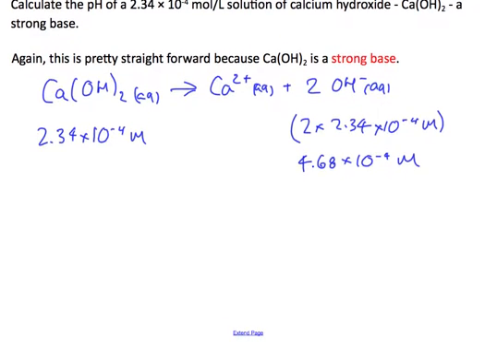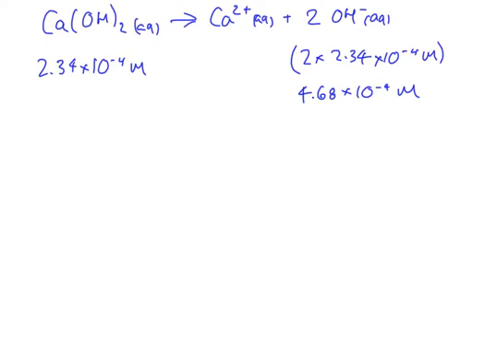So the dissociation of calcium hydroxide yields 2 moles of hydroxide ions. That's our ion of interest. And so the concentration of hydroxide ion in this solution is going to be 4.68 times 10 to the minus 4. Okay, so if we know the hydroxide ion concentration, we can calculate the pOH. So pOH equals negative log hydroxide ion.